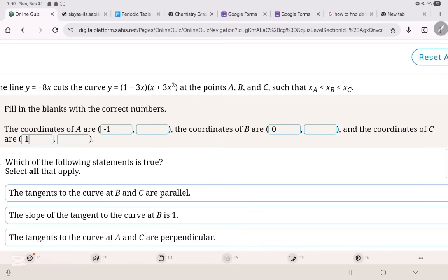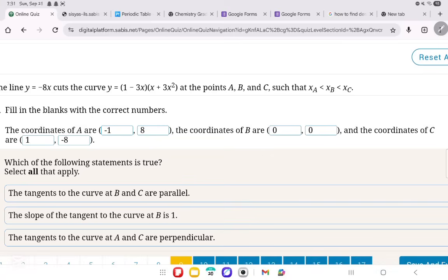Now, how do we find the coordinates of these points? Well, how do we find the y coordinate of these points? Well, very simply, you already have the x, so you can substitute it in either the line or the curve. Why? Because they're intersection points, meaning they're both the same points on the line and the curve. So if I substituted minus 1 and minus 8, I will get 8. If I substituted 0 and minus 8x, I'm going to get 0. And if I substituted 1, I would get minus 8. Perfect.